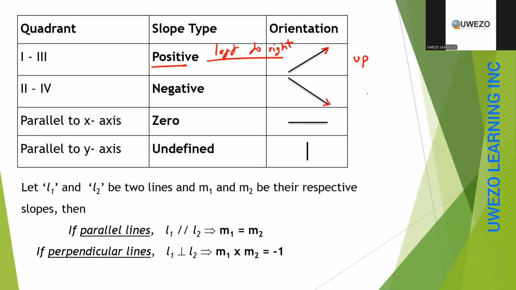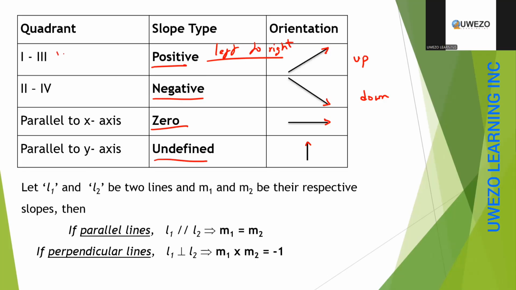If the line is going downwards, then the slope will be negative. So if the line is horizontal, it is not rising, the rise is 0. So the slope also will be 0. And if it is a vertical line traveling upwards, then the slope would be undefined.